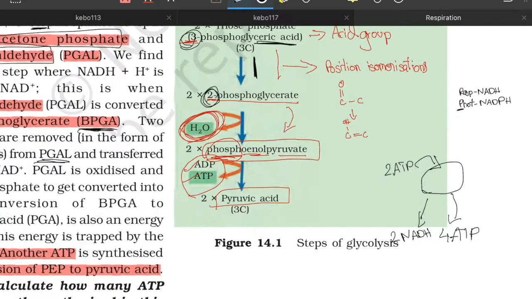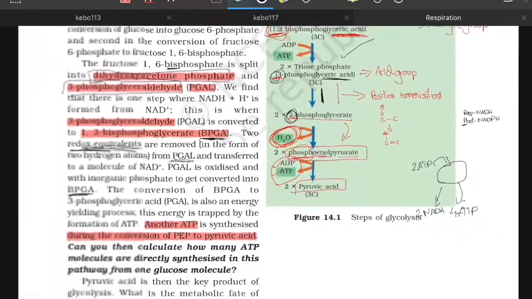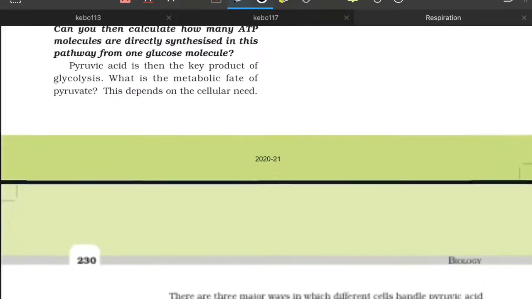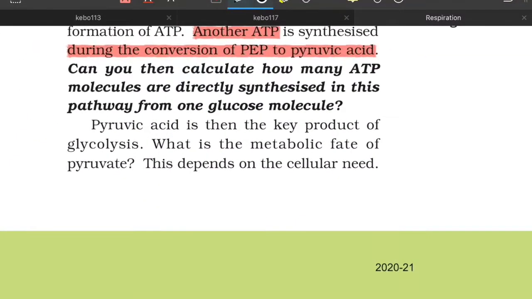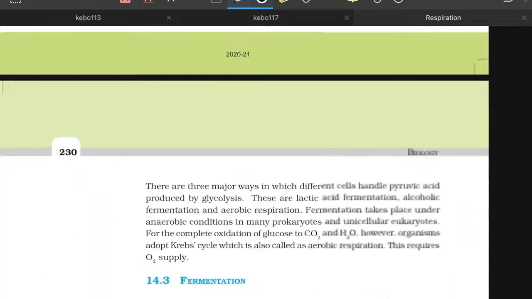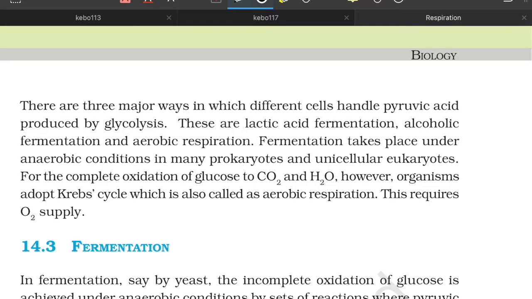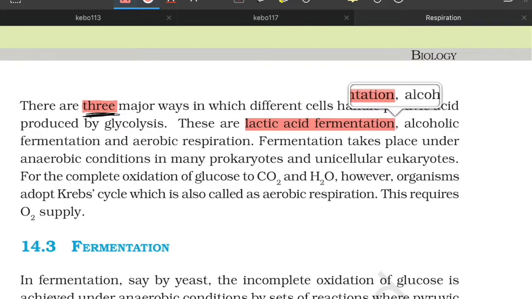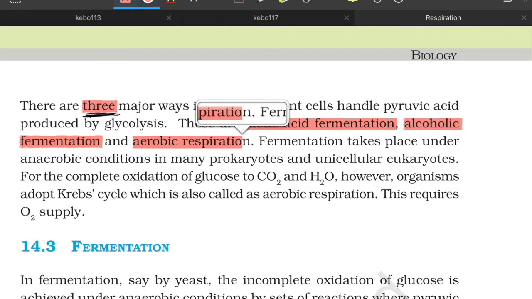Yes. So pyruvic acid has been formed. Everything is formed. Now we are going to see what happens in the anaerobic case. Pyruvic acid is the key product of glycolysis. What is the metabolic fate of pyruvate? This depends on cellular need. There are 3 major ways. Very important. They will ask directly how many major ways there are. These are lactic acid fermentation, alcoholic fermentation, and aerobic respiration.